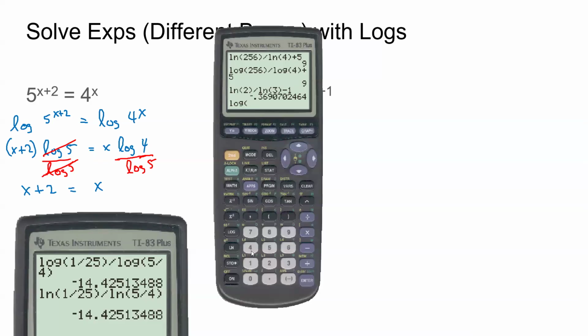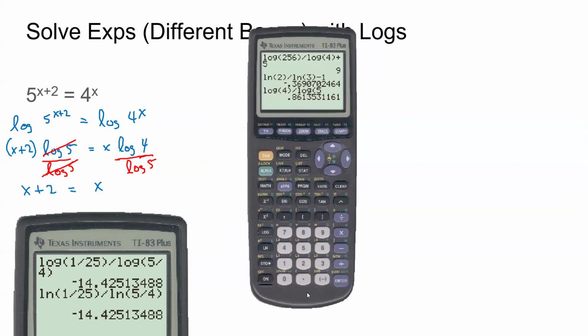And you could go log 4 divided by log 5, like that. 0.861 would be a value of that. The more digits you put, the better. The best thing, of course, would be to leave it like this and to deal with it at the end.